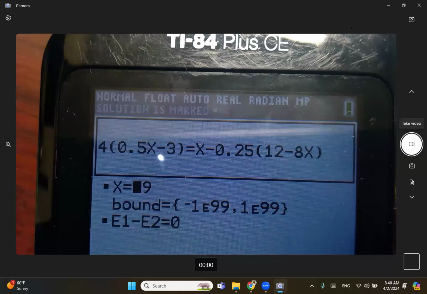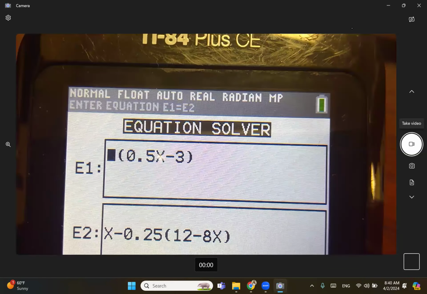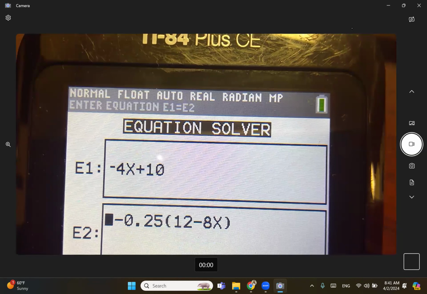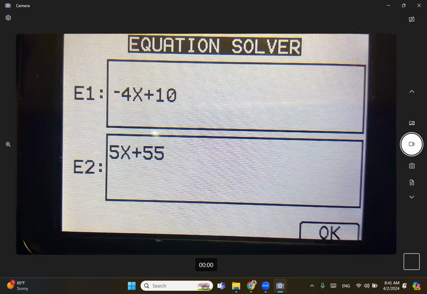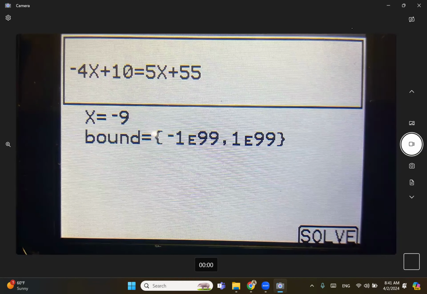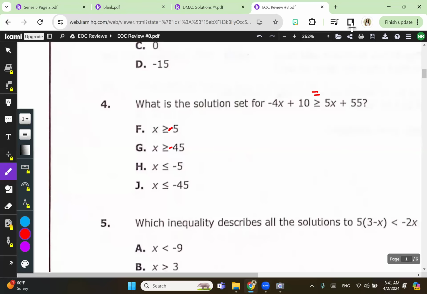Go back to my camera. Negative 4x plus 10. Now, this one is a negative here out front. If it's in the front of a number, it's negative. If it's in the middle of two numbers, it's minus. 5x plus 55. Okay. Press OK, press solve 3 times for good measure. X equals -5. Okay. Now, in the actual question, there's only one -5, so your answer is H.